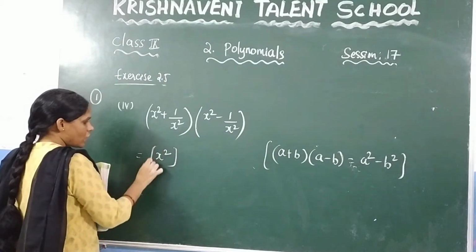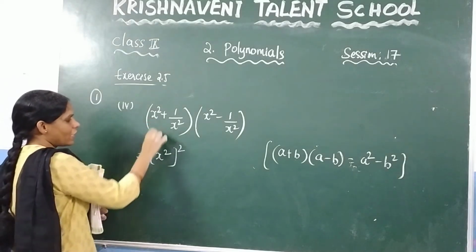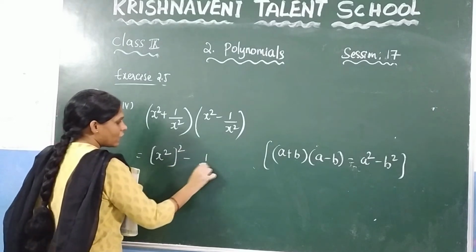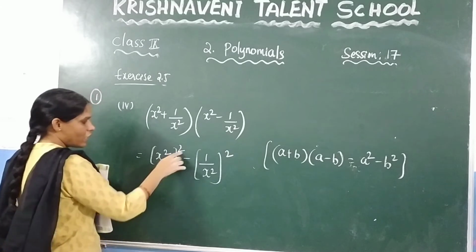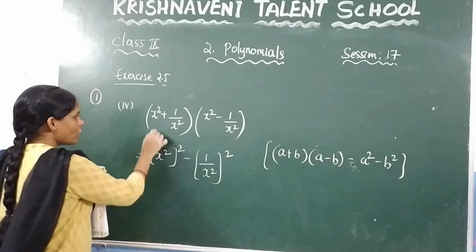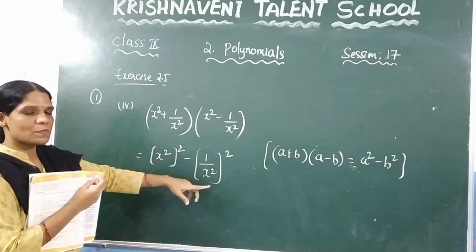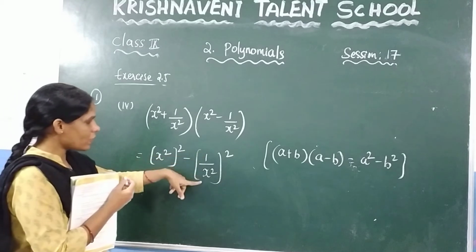For this x², you need to keep one more square because it is a². What is the value of a here? (x²)² minus what is the value of b here? (1/x²)², whole square. a² - b². This is the value of a and this is the value of b. So it is in the form of (a + b)(a - b). a² is nothing but (x²)² minus b² is nothing but (1/x²)².